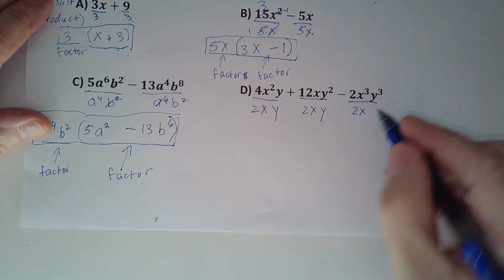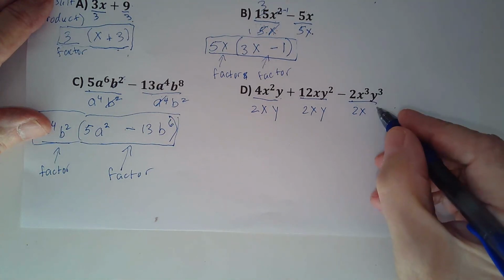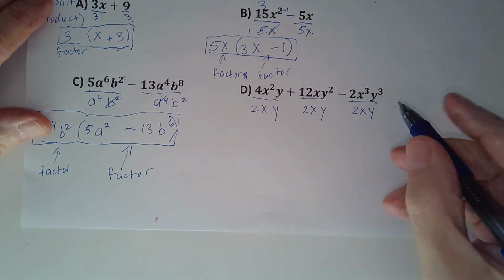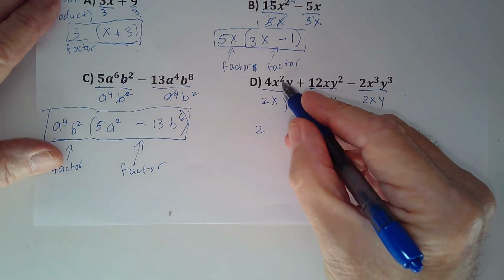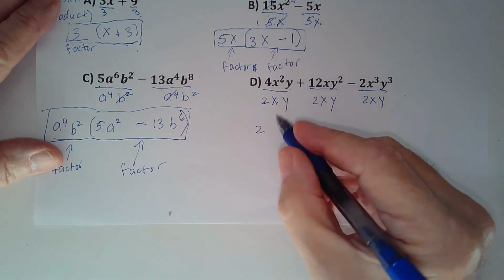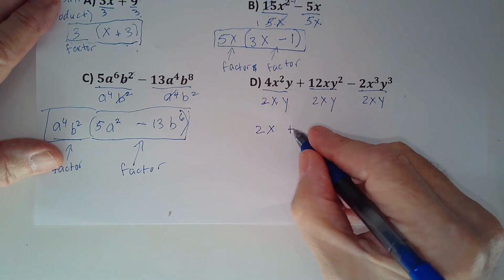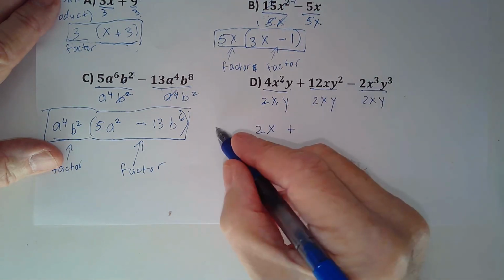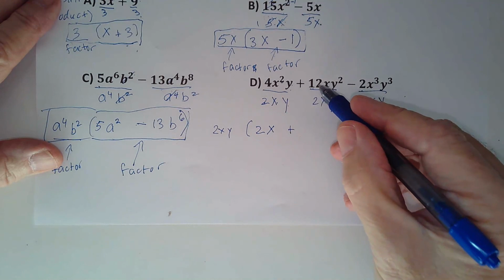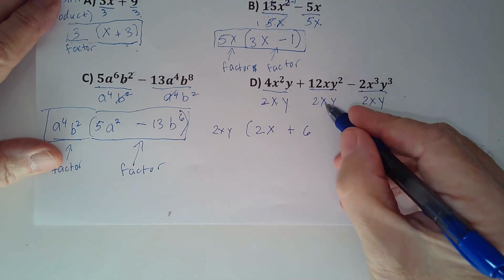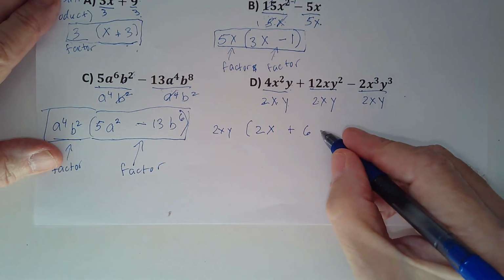So notice I get the lowest value for each number or variable. Okay. All right, so 4 divided by 2 is 2. X squared divided by x is x to the 1. Y divided by y is 1, so I just leave that like it is. And remember, I have 2xy is what I am dividing out of all these things. And then 12 divided by 2 is 6. X divided by x is 1, so I'll just leave that out. Y squared divided by y to the 1 is y.